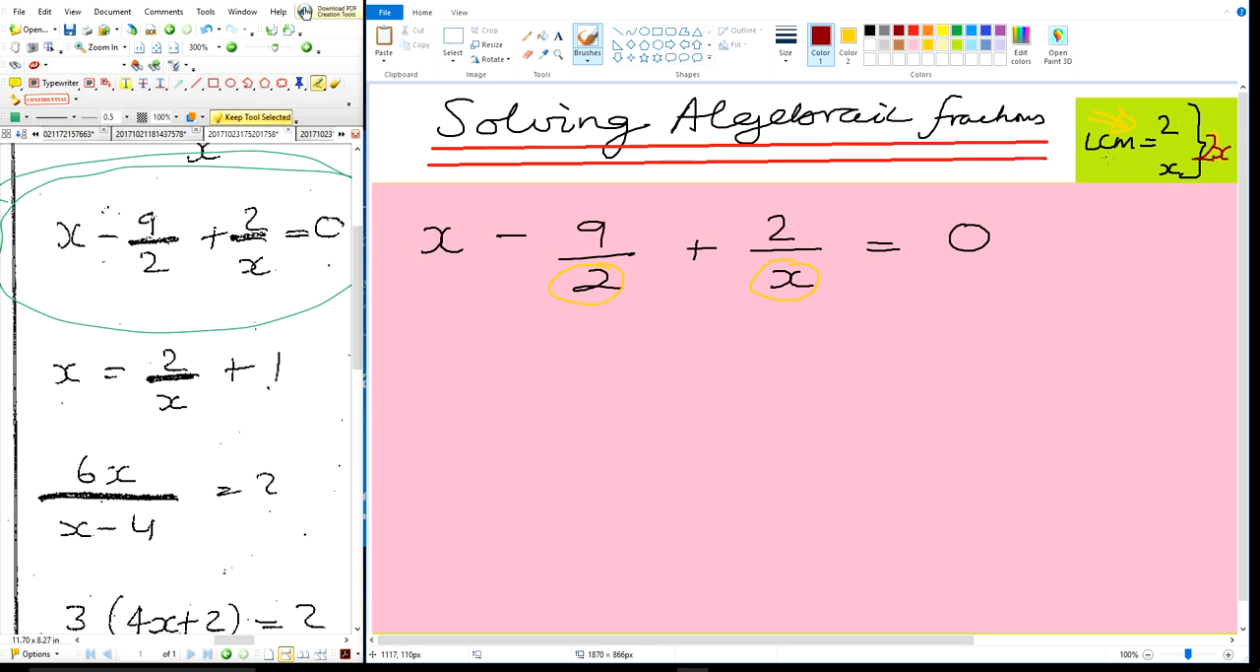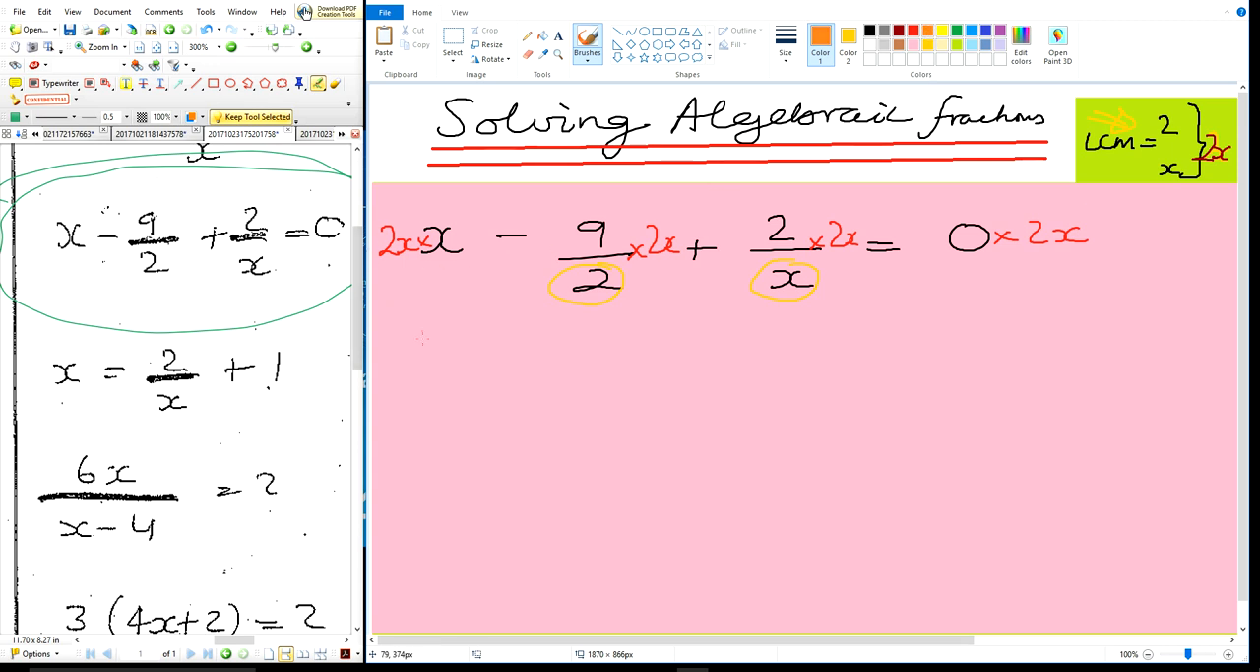2x. So in order for me to eliminate the 2 and the x on the bottom and bring them to the top, I need to multiply each item by 2x. So let's do that now: 2x times this, and this times 2x, and this times 2x, and this times 2x, to keep everything consistent. Now, let's do some cancelling. That was the whole point of it in the first place.